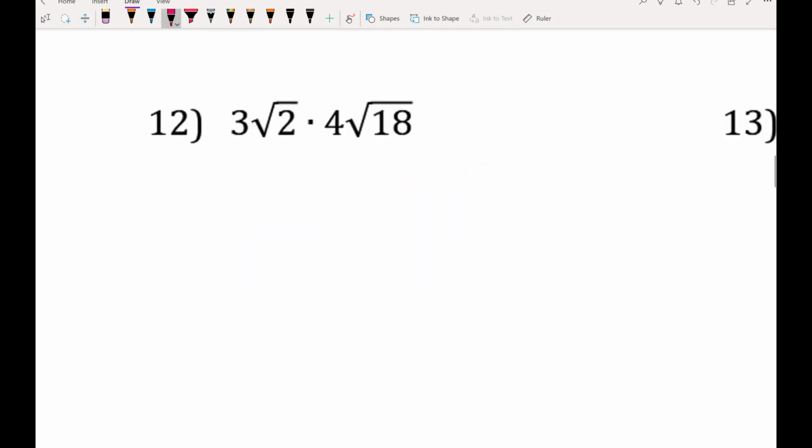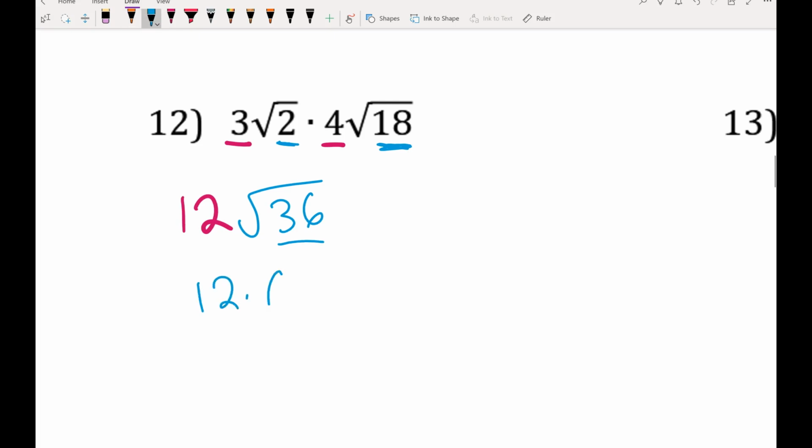Moving on to multiplication of radicals. The rule for multiplication of radicals is that you can multiply the coefficients on the outside and keep them on the outside. So 4 times 3 is 12. And multiply the radicands, or the numbers inside the radicals, and keep them under the radical. So 2 times 18 is 36. Now, once you've multiplied everything, ask yourself if there's anything more you can do to simplify. In this case there is, because 36 is a perfect square. So I could simplify that to 12 times 6, or 72.